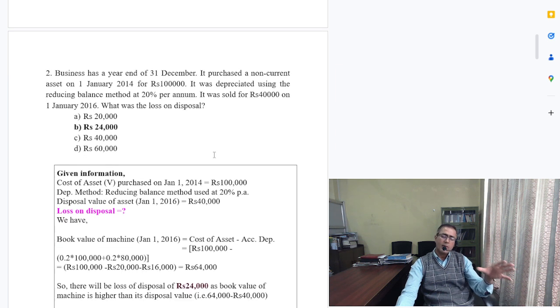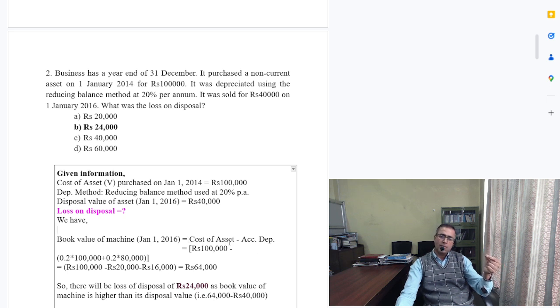Then the basic concept is the book value here. So you simply organize the given information like this, once you read the question carefully. Now what would be the loss on disposal here? Again you need to find the book value here. So book value on which date? At the disposal of the machine. So you say that on January 1st 2016 you are going to estimate the book value of the machine here.